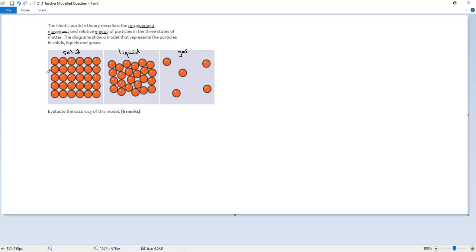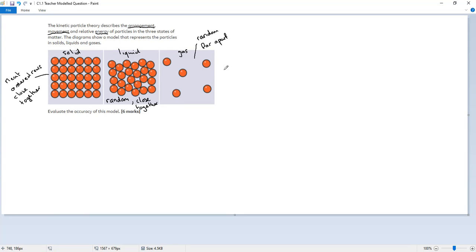So it's talking about the arrangement. In terms of the arrangement, the solid is neat ordered rows and they're close together. And the liquid is random arrangement, so you can see they're no longer neat ordered rows, and they are also close together. And then we can see the gas is also random like the liquid, but it's not close together anymore, it's far apart.